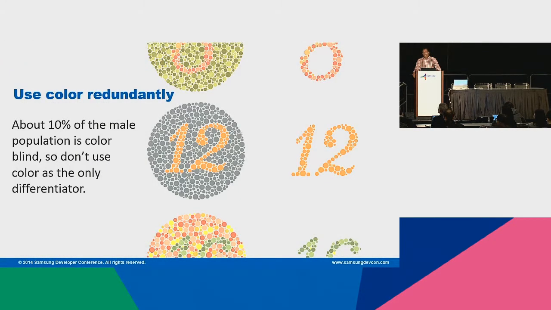Another very important thing to consider is that 10% of the male population is colorblind. So color alone shouldn't be the only indicator of where users are on the UI. It's safe to use a secondary indicator, so we call this redundancy, and this helps a great deal for folks who are colorblind.